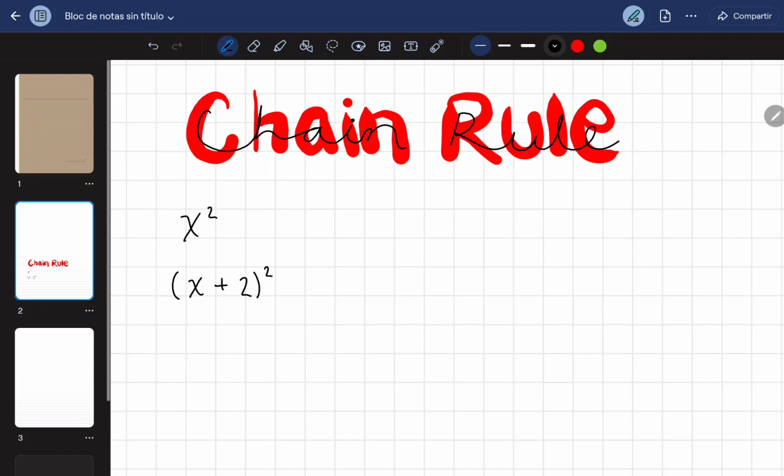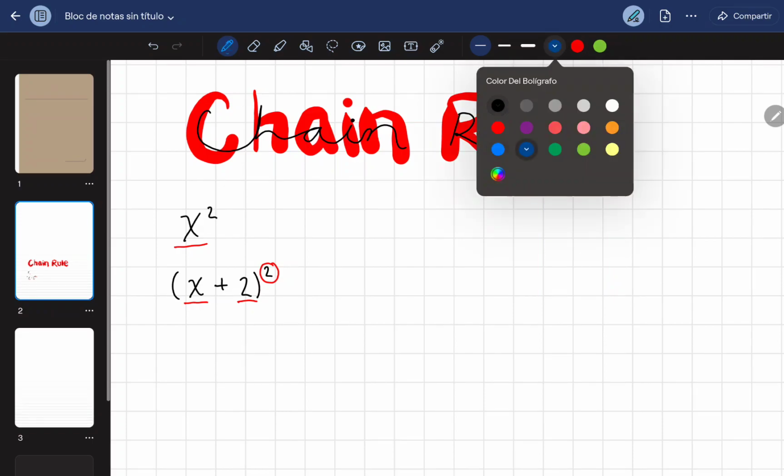So now this squaring here is affecting not only the x, right? Not only the x, but also the number 2. So let's see what happens. Let's write the formula first.